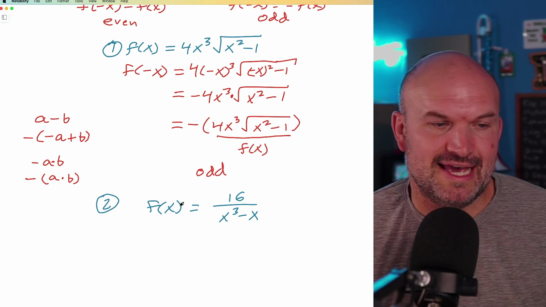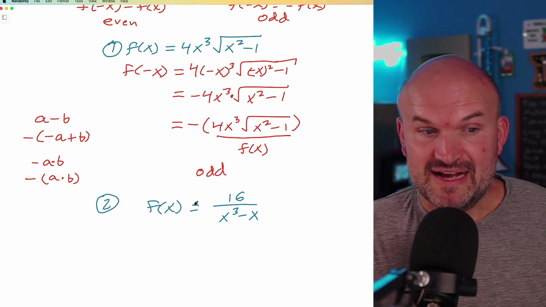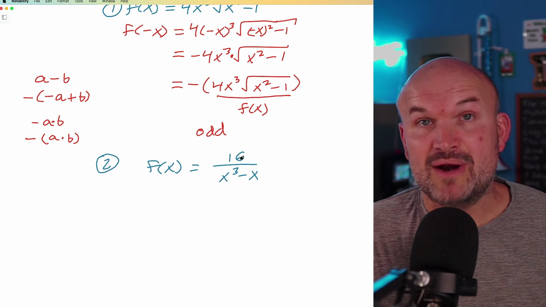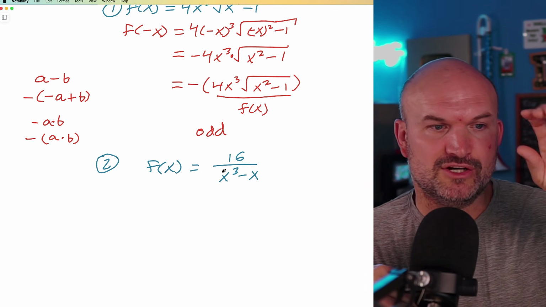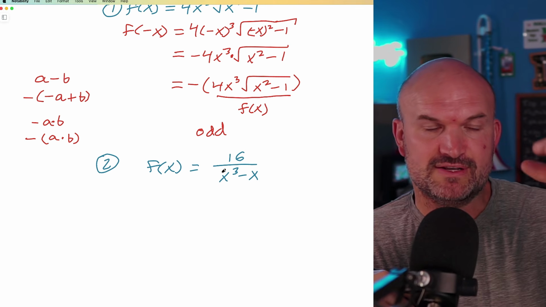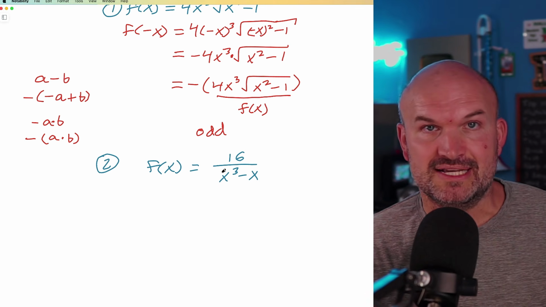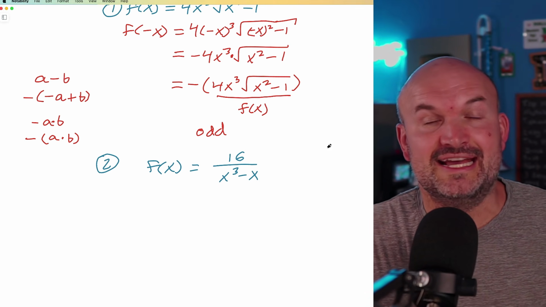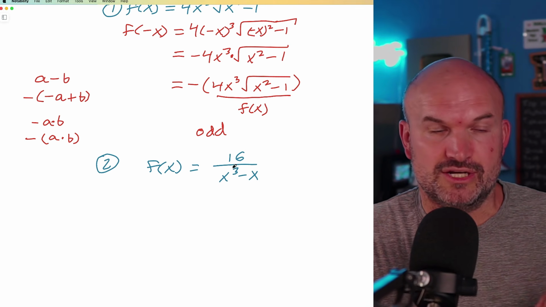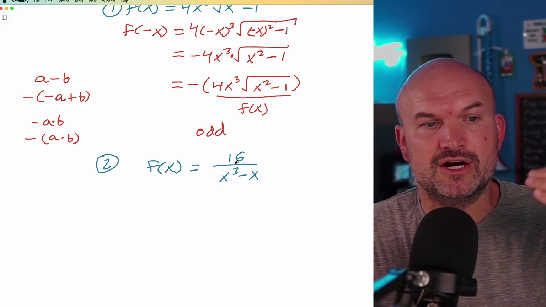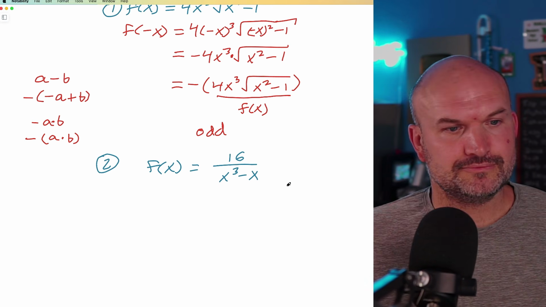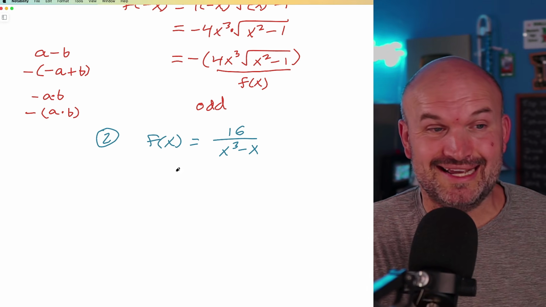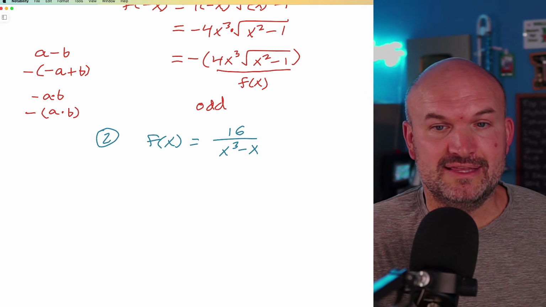When we're dealing with an f of x function, or a rational function, it's the same thing. If our numerator is preserved, but our denominator is the opposite, then we can rewrite that as a negated function. Or we could have our numerator and our denominator both be preserved, and then we know it'd be even. So let's take a look at this one, and again go through plugging in the information.